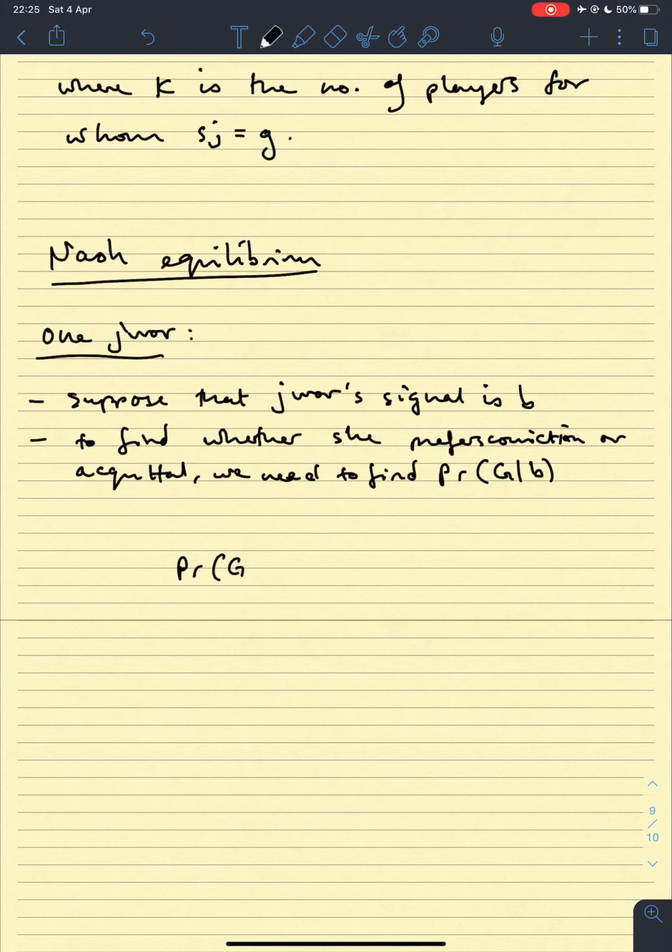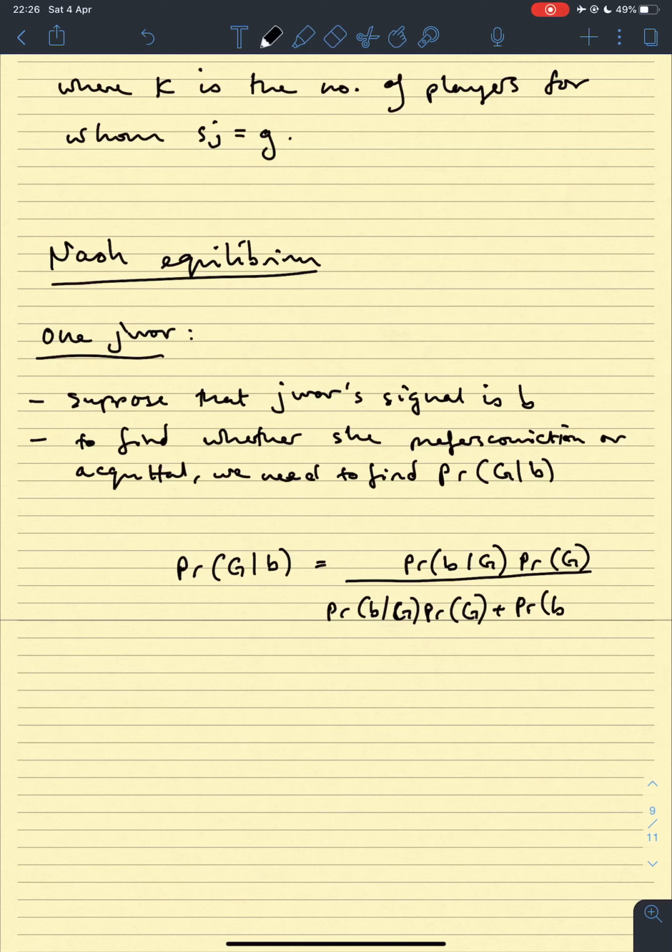So the probability that the defendant is guilty given that the juror received the signal B is equal to the probability that the juror received the signal B given the defendant is guilty, multiplied by the probability that the defendant is guilty, divided by the total probability that the juror receives the signal B, whether the defendant is guilty or innocent.